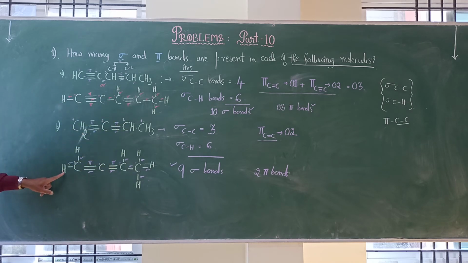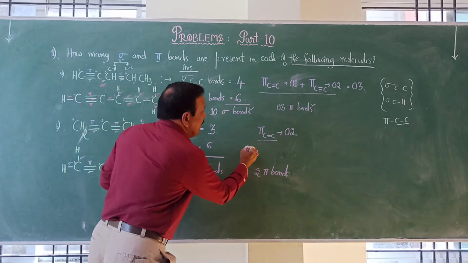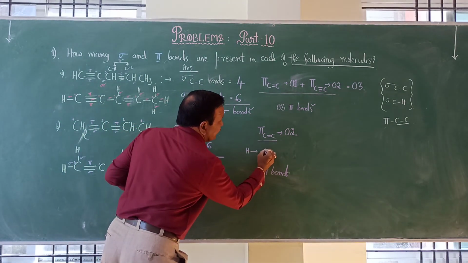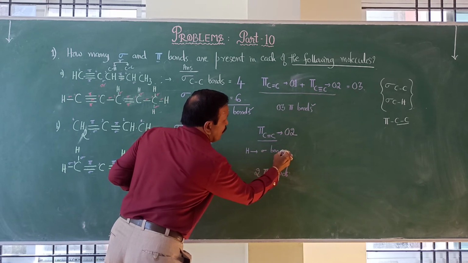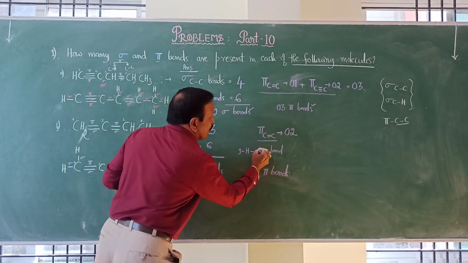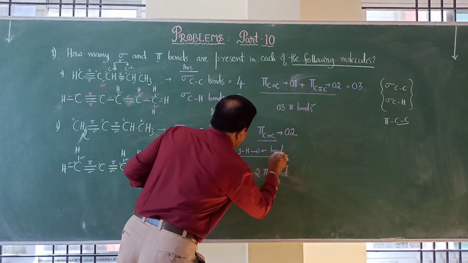And hydrogens, how many are there? 1, 2, 3, 4, 5, 6. So 6 carbon-hydrogen bonds. So remember, hydrogen always forms sigma bonds. 1 hydrogen is equal to 1 sigma bond.